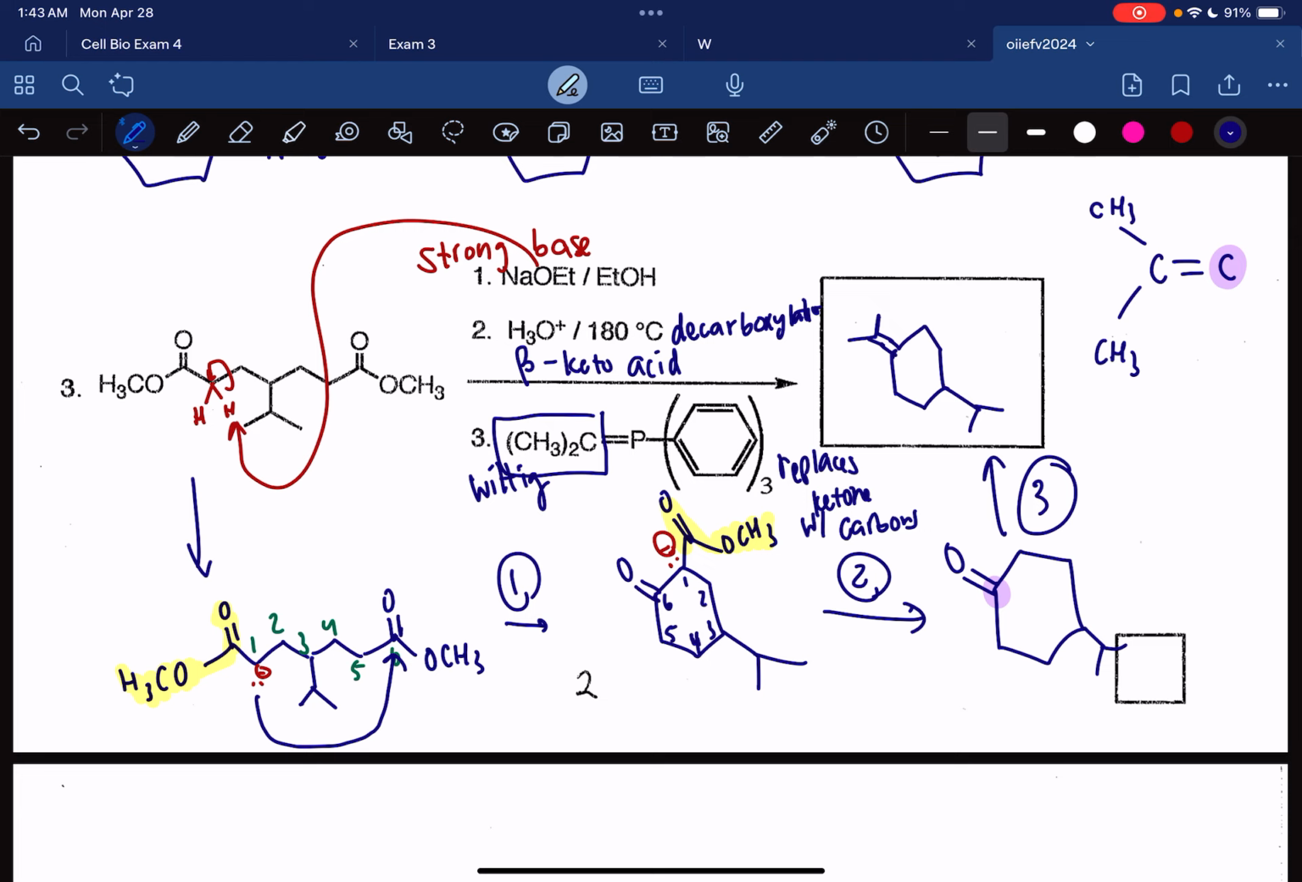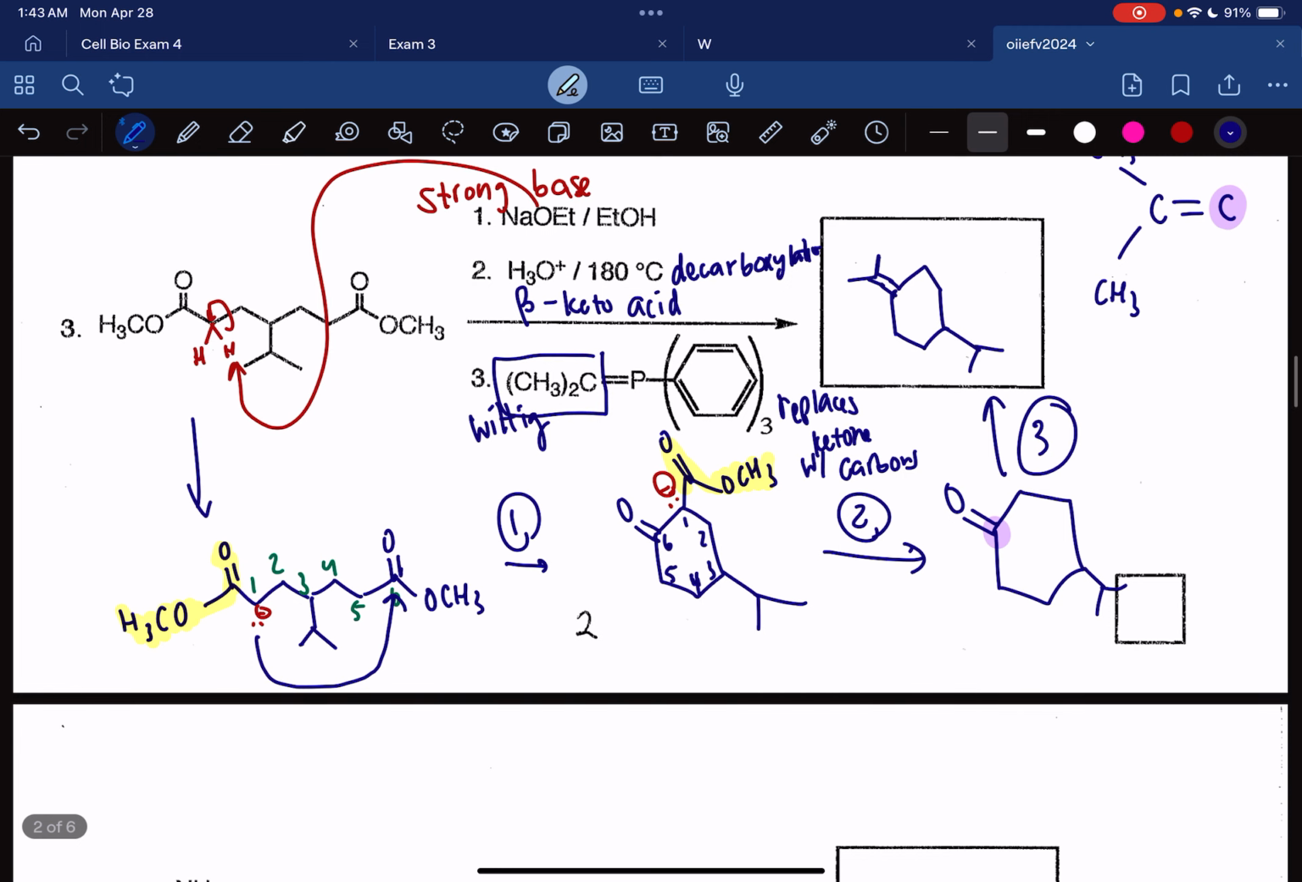So this one is kind of long, but it's probably the trickiest one. So just make sure you know the few little important things, like H3O plus and 180 degrees will do decarboxylation. If there was no heat, then this would be just OH. So keep that in mind. It wouldn't decarboxylate, it would leave it as OH. That's also a trick that she might use. I think that was on the 2023 exam, so you can check that out if you need to. But that's the third one.